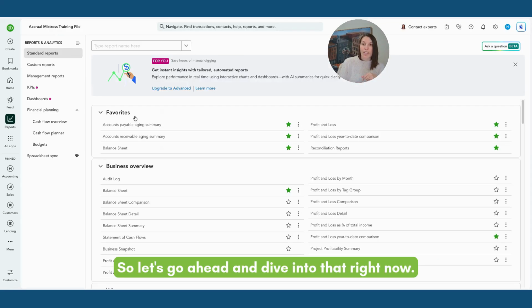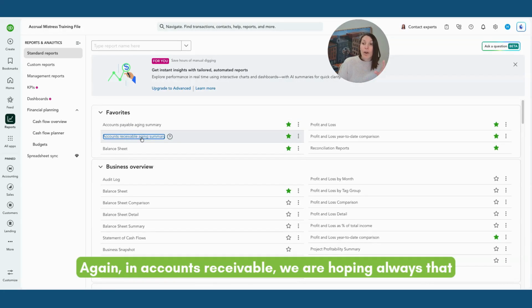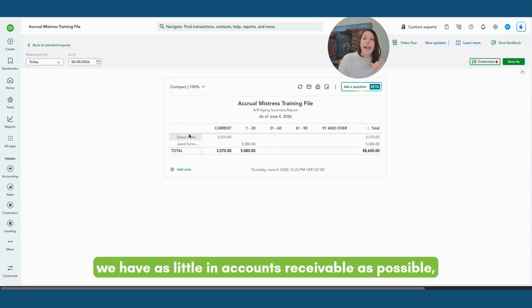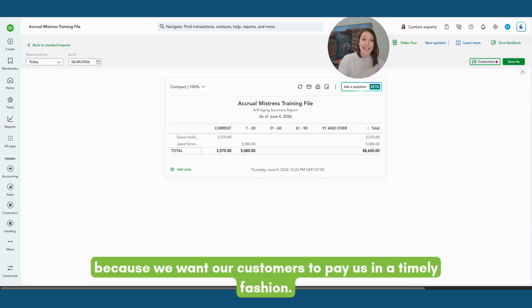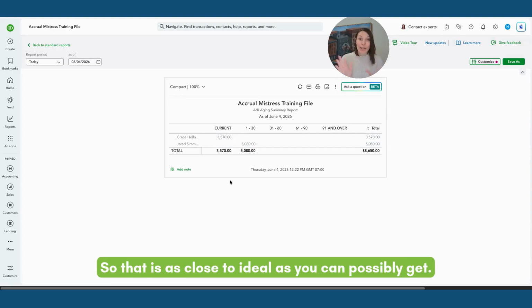So let's go ahead and dive into that right now. Again, in accounts receivable, we are hoping always that we have as little in accounts receivable as possible because we want our customers to pay us in a timely fashion, okay? So in this particular instance, I do happen to have one in the 1 to 30 aging range, and then I have one in current. So that is as close to ideal as you can possibly get, okay?